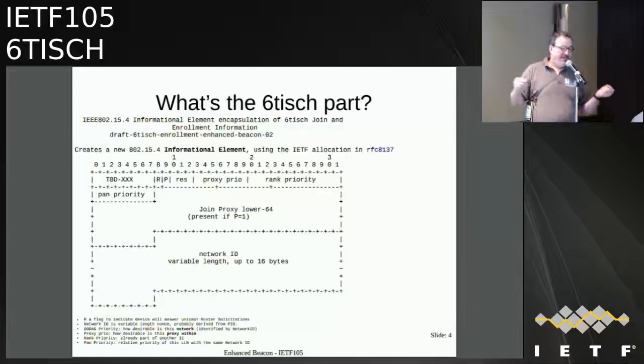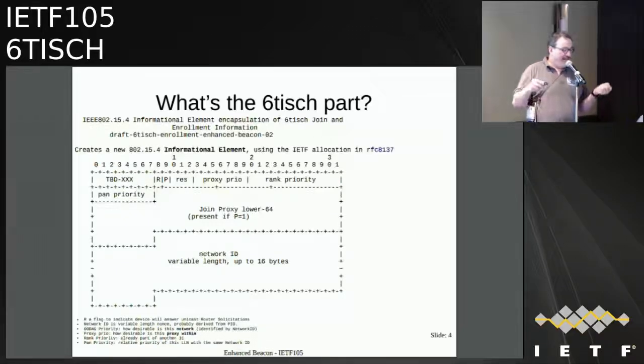A network ID to tell you which network is which. If you like, you get the lower 64 bits of the join proxy address so that you don't have to do a multicast neighbor discovery to find it, assuming that the lower bits are not the same as the L2 address of the beacon that you heard. And then you get some other numbers, rank priority, proxy priority, and these are containers for things.